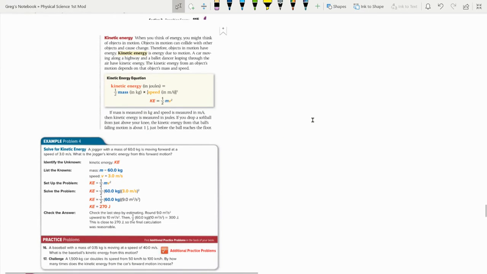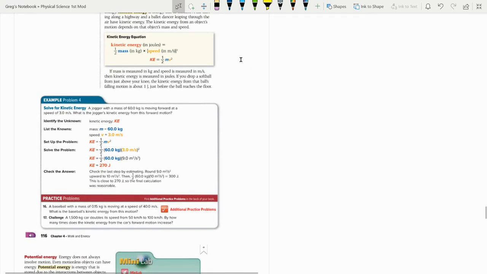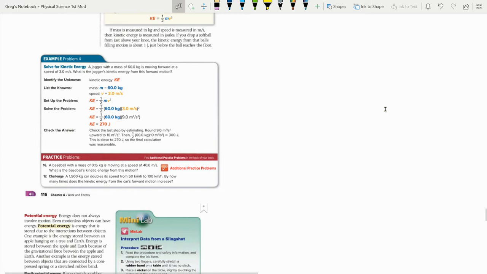What types of energy? Kinetic energy. Kinetic energy is given by the object's motion. I'm reading up here: kinetic energy is the energy of motion. And here is our equation on how to figure out kinetic energy. I don't have any problems for kinetic energy in the homework, but when we would figure these problems out, this is how you would do it.